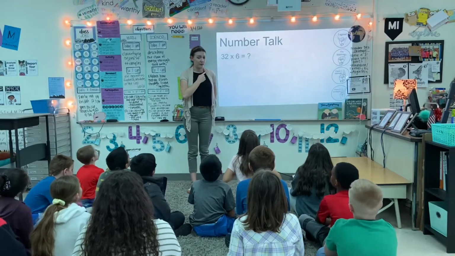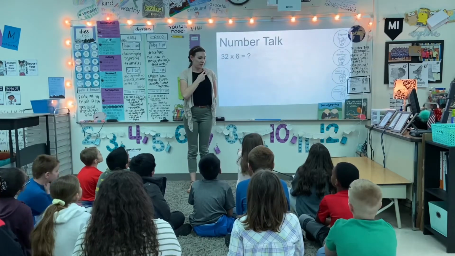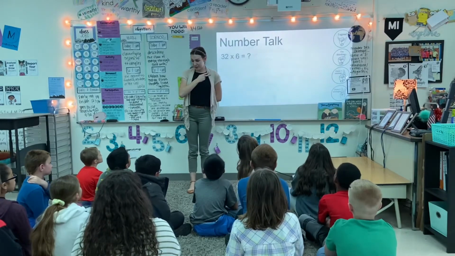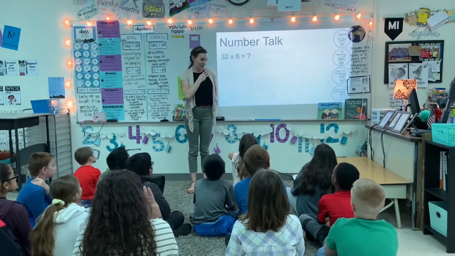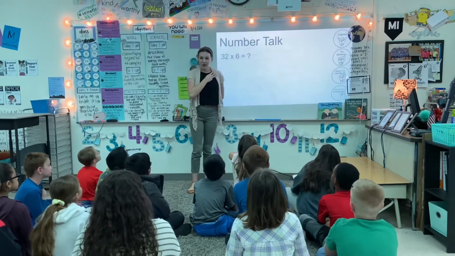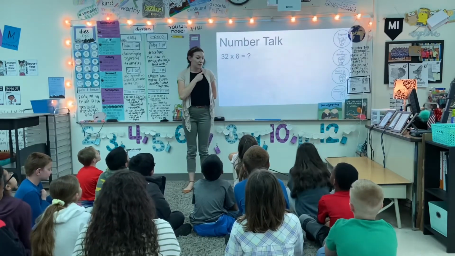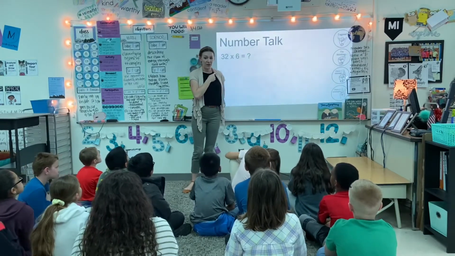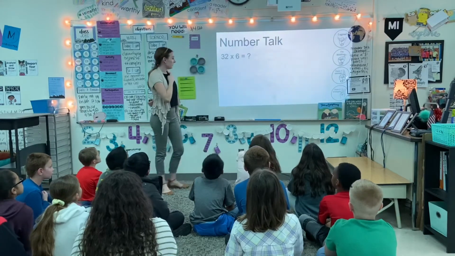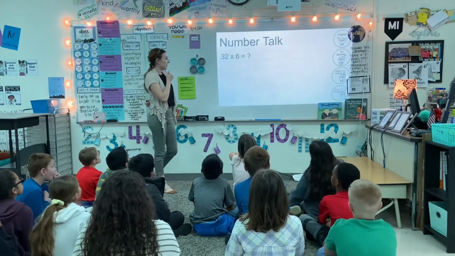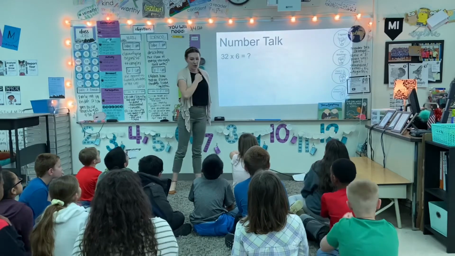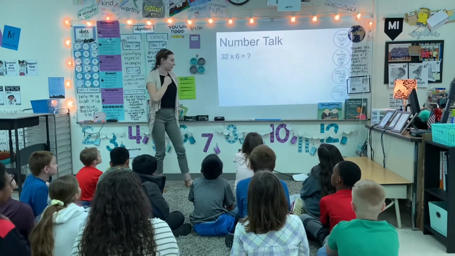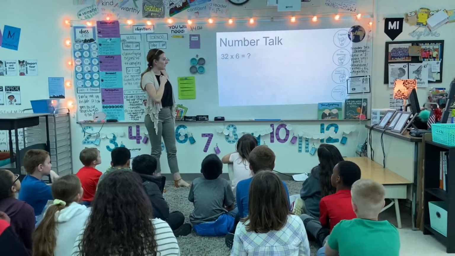When you have thought of a second way, you're going to add a second finger. Okay? If you have more than 2 ways, what are you going to do? Add another finger. Once I see that the majority of us have at least one way to solve this equation, we'll come together and we'll have a number talk. So let's go ahead and put our thinking caps on, and let's think of at least one way that we can solve this equation. 32 times 6.